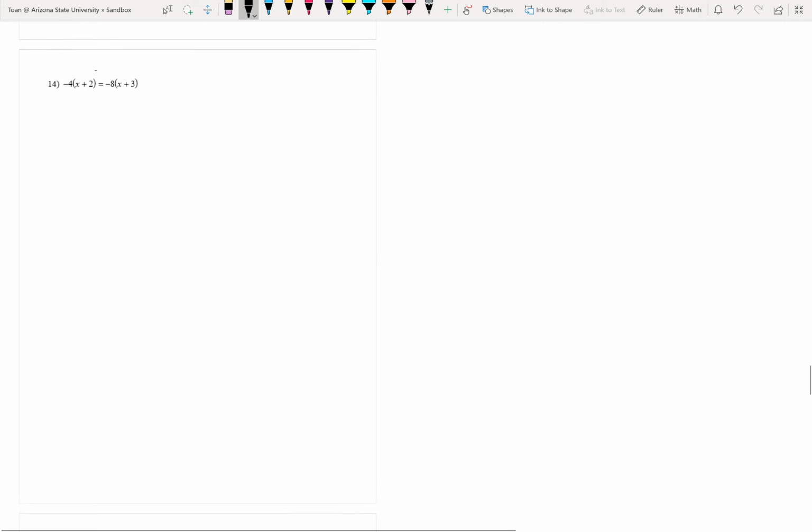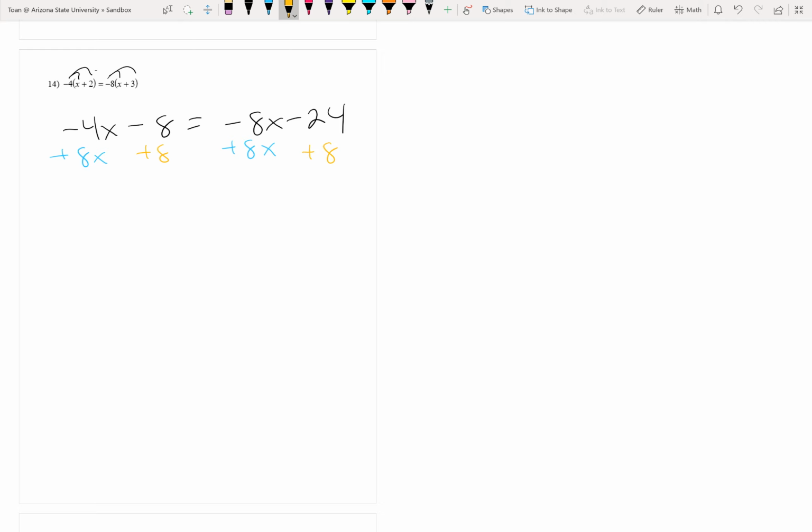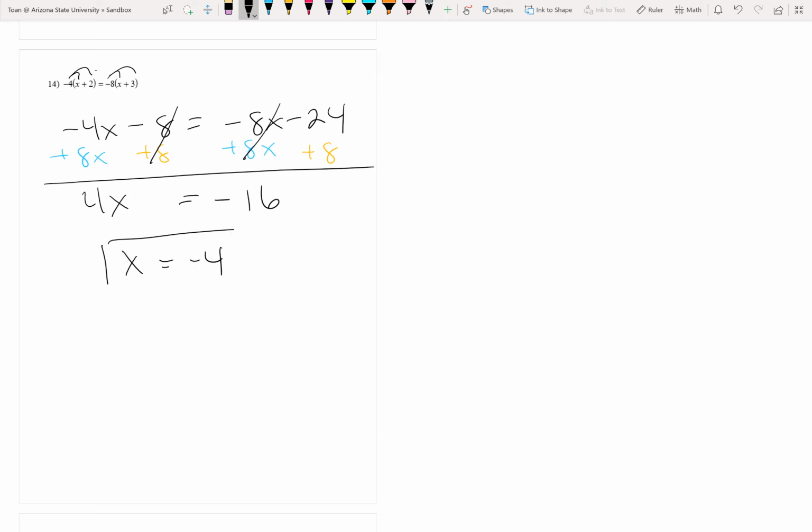Number 14 was just a straight up linear equation, no fancy tricks. First thing I like to do is simplify the problem by breaking down the parentheses. So I'll go ahead and distribute the negative 4, distribute the negative 8, giving me negative 4x minus 8 equals negative 8x minus 24. The idea is to get the x's on one side and the regular numbers on the other. So I'm going to do 2 steps at once. I'm going to add the 8x on both sides, and I'll add this 8 on both sides. That gives us 4x, these guys are gone, equals, these guys are gone, negative 16. Divide by 4, x equals negative 4.